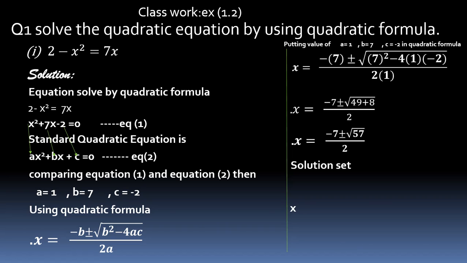The solution set: x belongs to minus 7 plus root 57 upon 2, and minus 7 minus root 57 upon 2. This is the answer of this question.